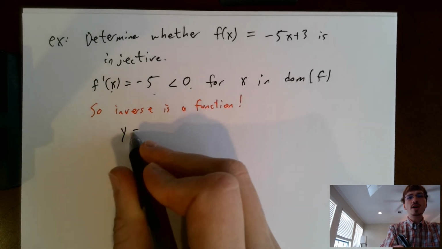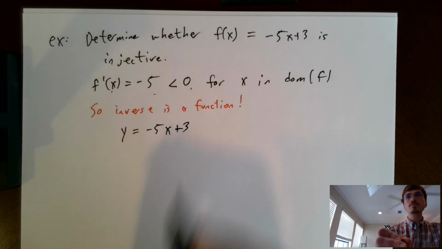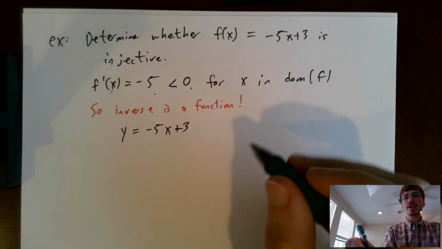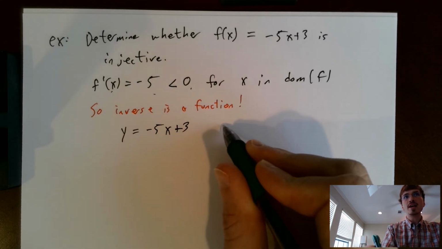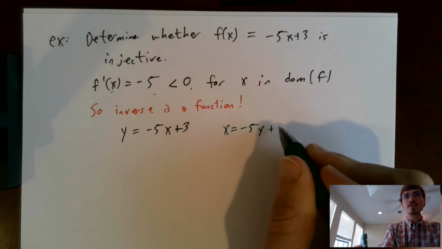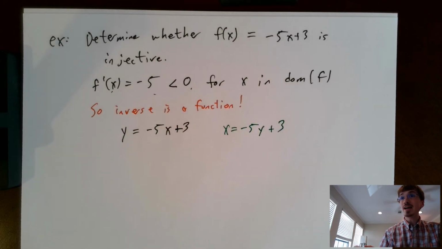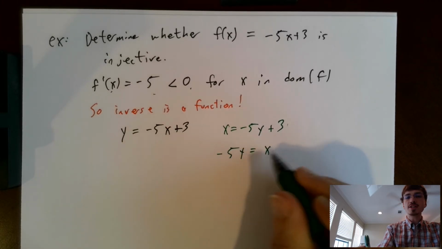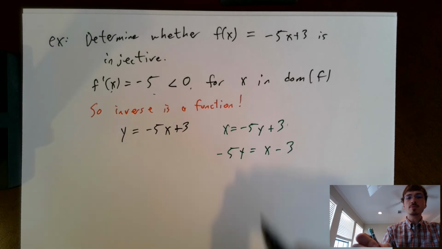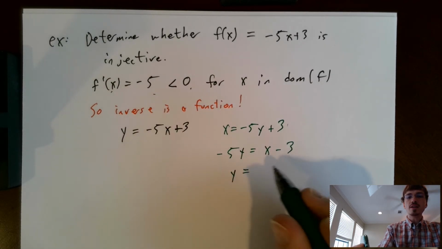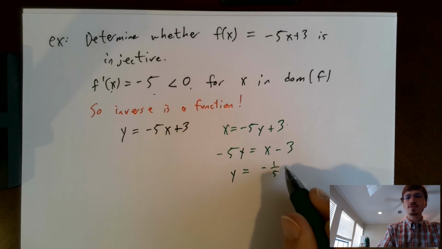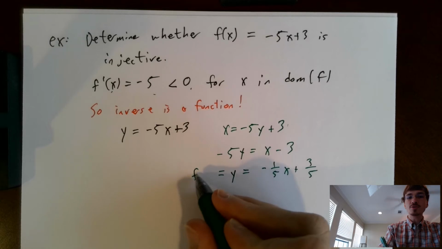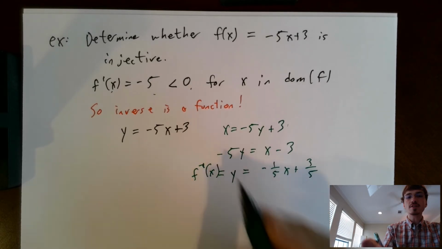Well, instead of having y equals negative 5x plus 3, remember we construct inverse functions by swapping the roles of x and y in this equation. So instead we're going to have x equals negative 5y plus 3, right? And now we solve for y. Solving for y, first we can subtract 3. We get negative 5y equals x minus 3. Dividing by negative 5 tells us that y equals negative 1/5 x plus 3/5. And this is our inverse function. This is f inverse of x.